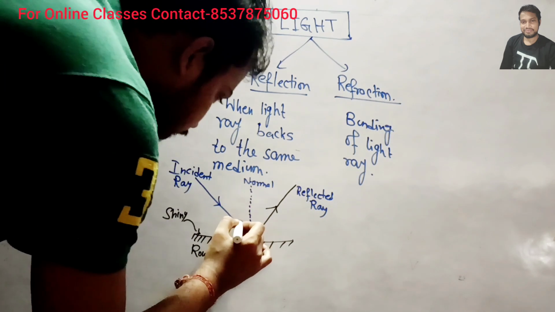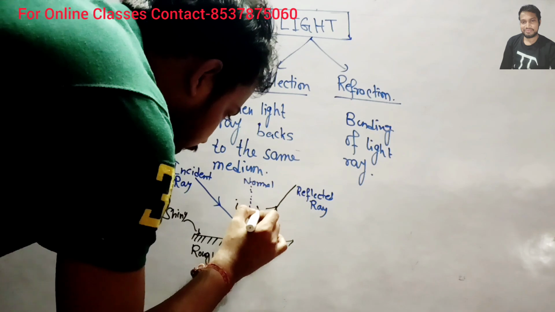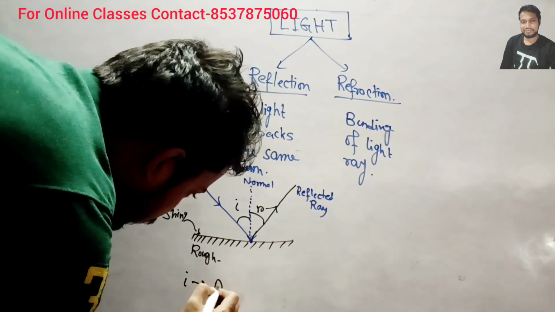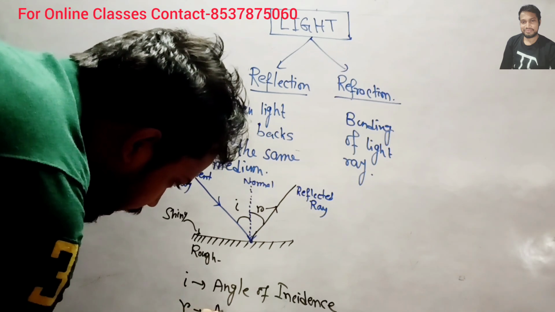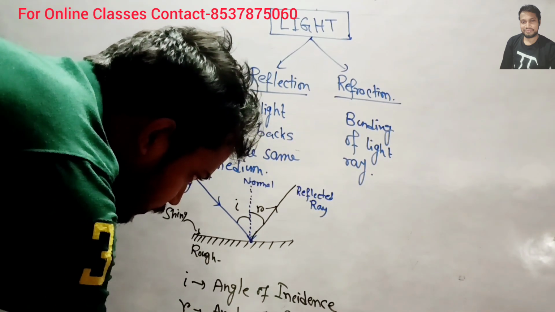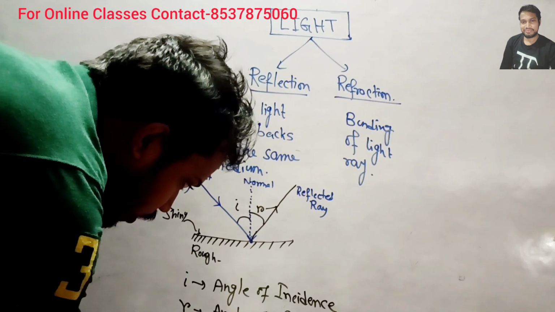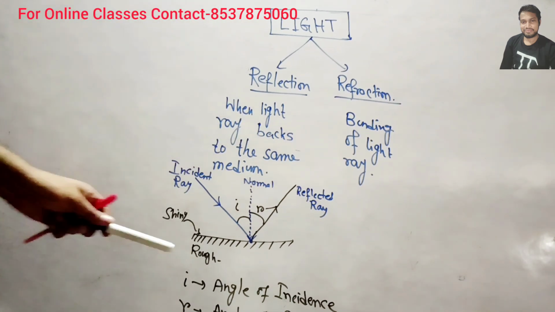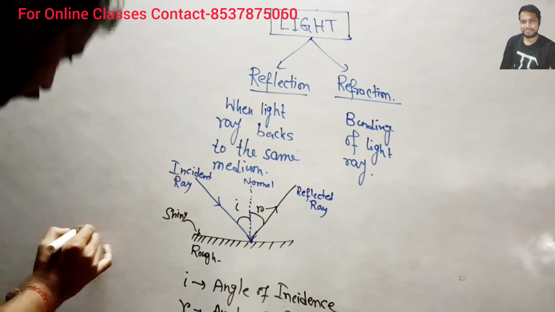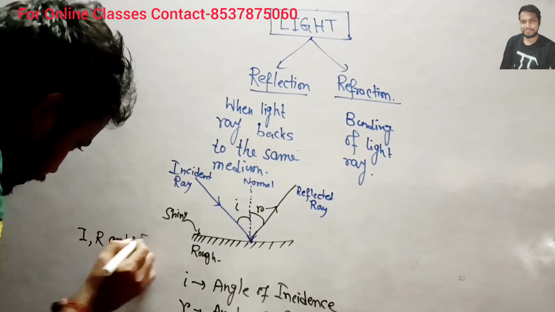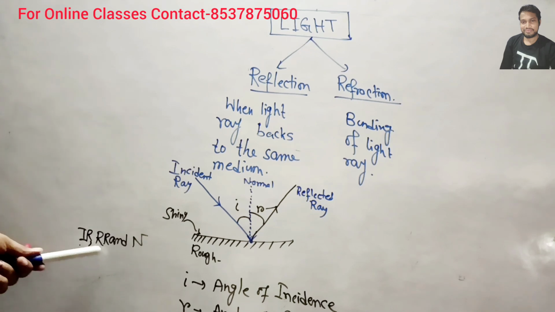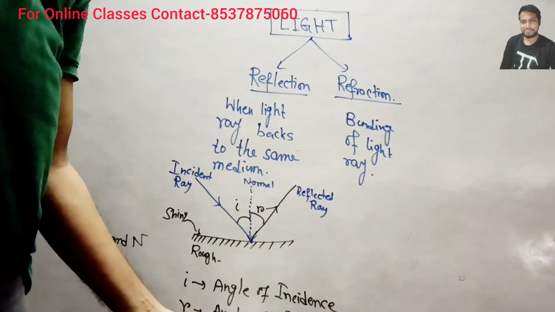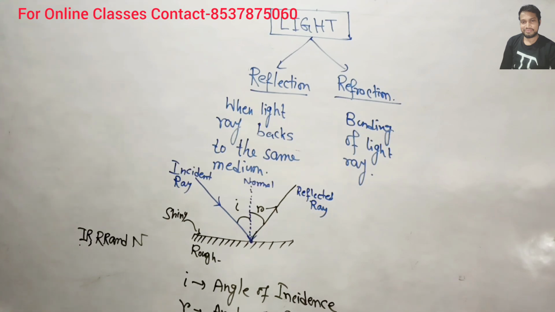The second law says that the angle of incidence is equal to the angle of reflection. I is the angle of incidence and R is the angle of reflection, so I is equal to R. These are the two laws of reflection. First law: the incident ray, reflected ray and normal all lie in the same plane. Second: the angle of incidence is equal to the angle of reflection.